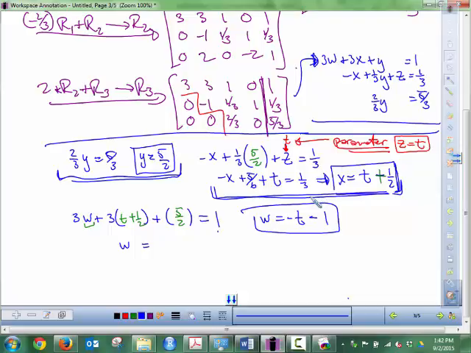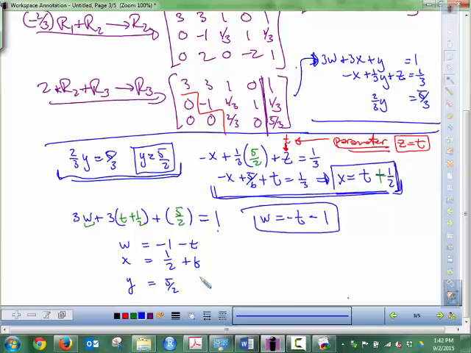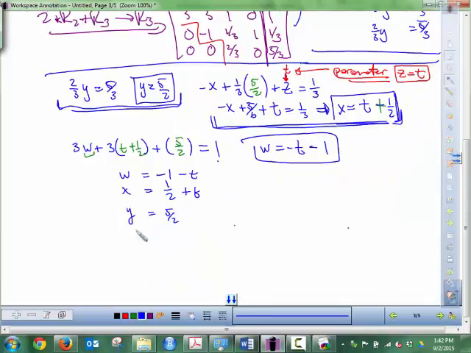Anyways, we're back to writing the solutions. I want to write the solutions. I'm going to write it with a constant first. So I'm going to go -1 minus t for my w. My next variable is x, going in order, and then I'm going to write that as a 1/2 plus t. And then my next variable is a y, and y just happens to be a constant, so I'm just going to write that as 5/2. And then the last one, z, is just going to be a t.